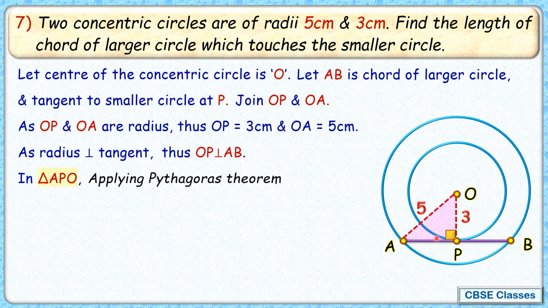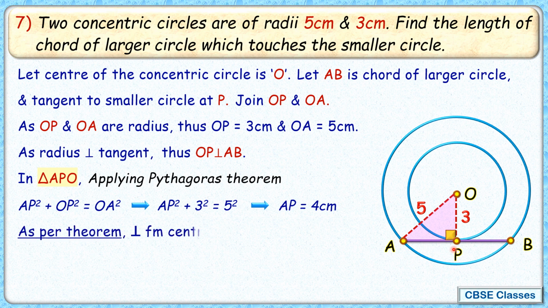Now if we'll consider this right angle triangle APO, इस ट्रायंगल में अगर हम पाइथागोरस थ्योरम लगाएंगे so we'll get base square plus perpendicular square is hypotenuse square. Putting the values here, OP is 3 centimeter, OA is 5. Solving it we'll get AP square is 16 or AP is 4 centimeter. That is this length, AP is 4 centimeter.